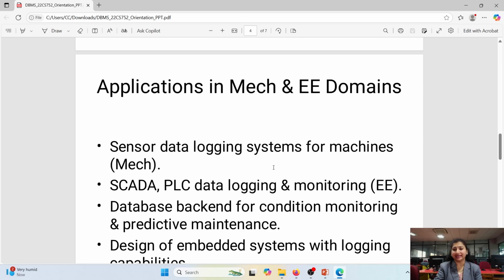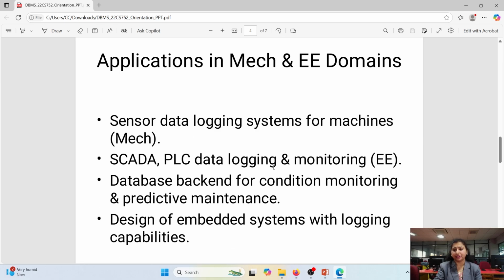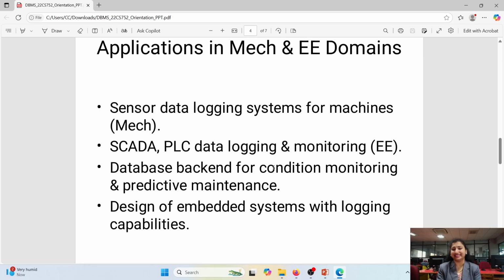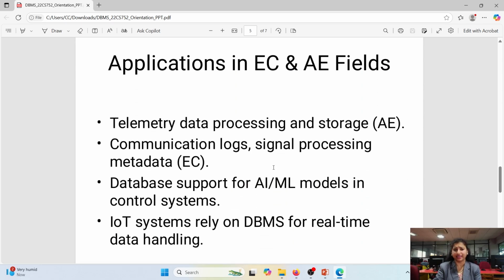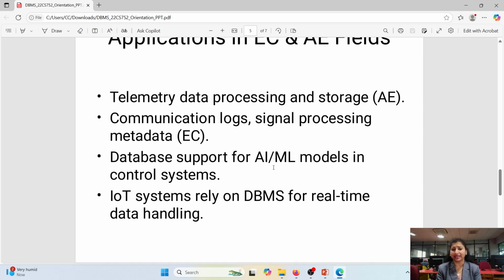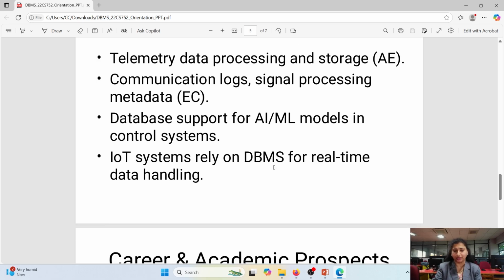For the mechanical and E&E domains, you can have sensor data logging systems for machines. And for E&E, by using this course, you can do PLC data logging and monitoring. For EC and aeronautical, you can have communication logs, signal processing metadata, and you can also have database support for AI and ML models and IoT systems too.